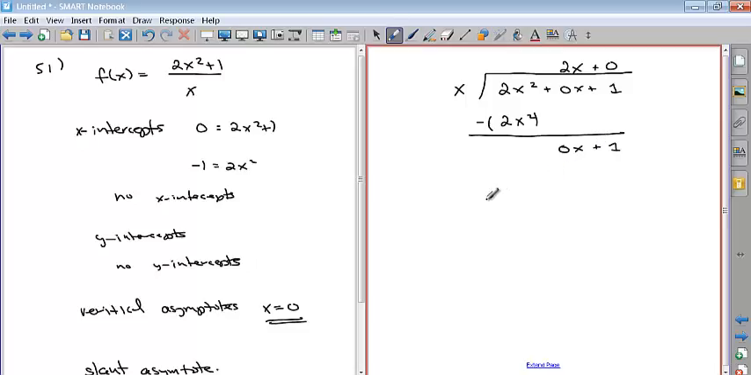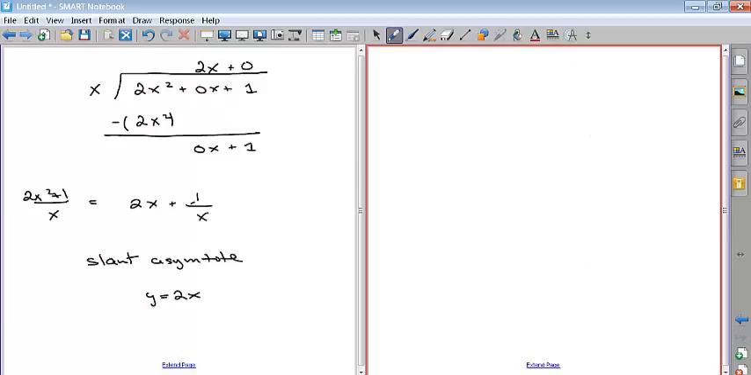What you end up with is that the original expression can be written as 2x plus the remainder, 1, divided by the original denominator. So the slant asymptote is just the part at the front, the non-remainder part, and y equals that. So y equals 2x is the slant asymptote. Okay, so let's see what the thing looks like.